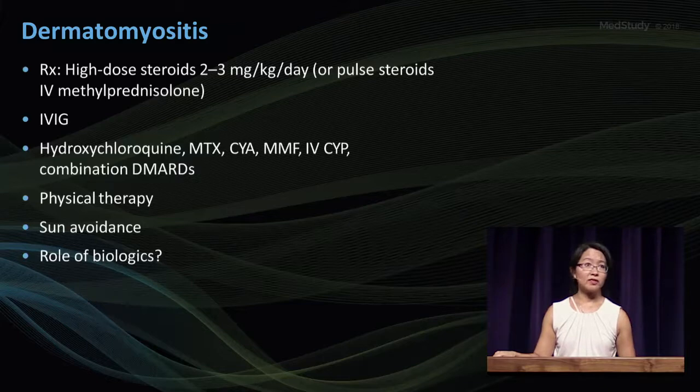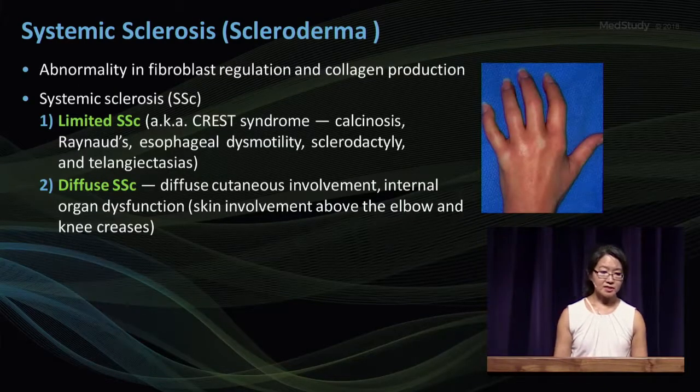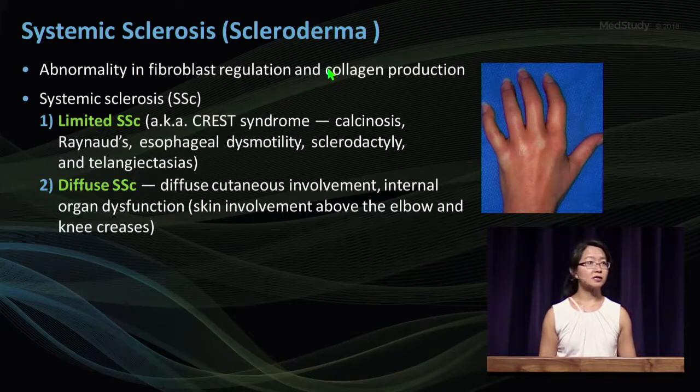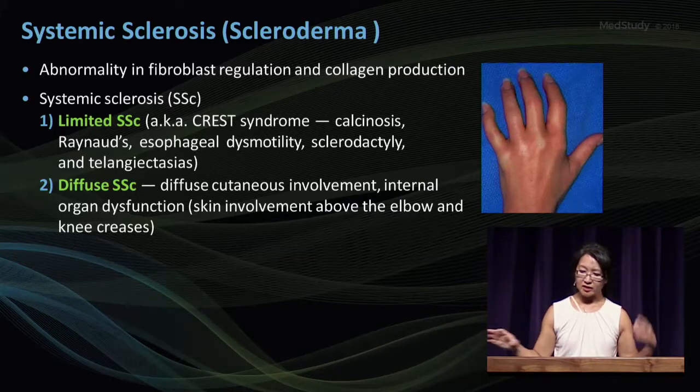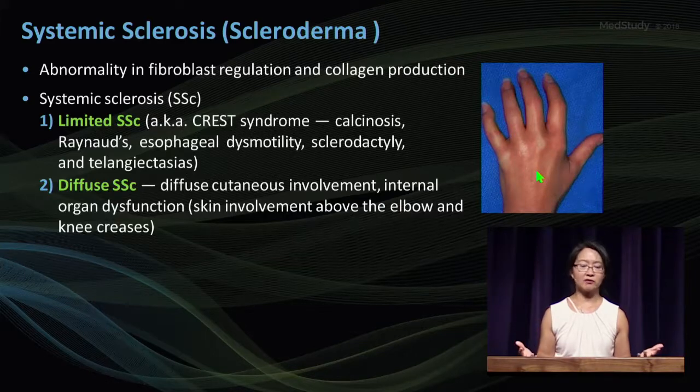So we really want them to strengthen the muscles that are unaffected. Systemic sclerosis, otherwise known as scleroderma. This is where there's abnormal deposition of fibroblasts, and there's a lot of collagen being deposited, so it looks like they just have diffuse scarring everywhere.